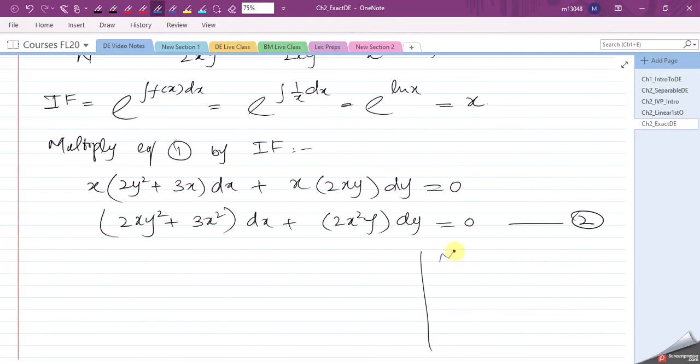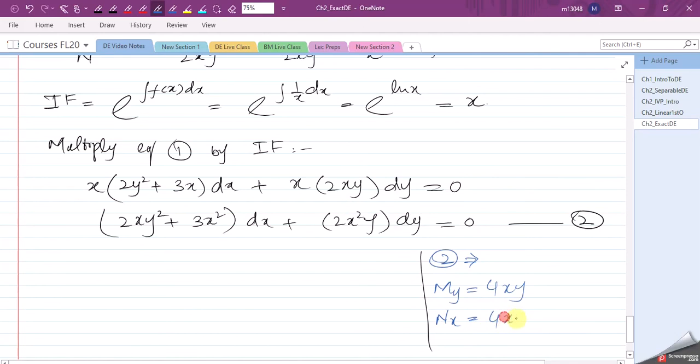Okay, my. Well, it's okay to check on the rough work, or even if you want to make it part of the question, you can. This is your new m. I'm talking about equation 2 now, my. So here we take the derivative with respect to y, that gives 4xy, this goes to 0, and x with respect to x, 4xy.